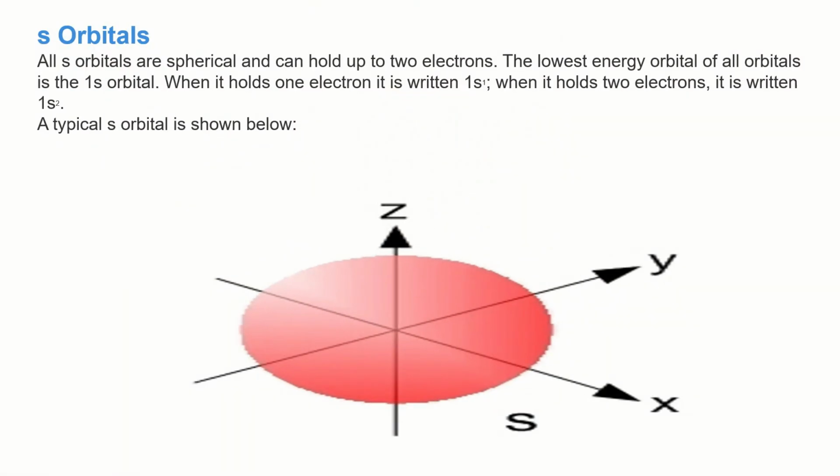Now let's take a look at the first orbital, the s orbital. All s orbitals are spherical and can hold up to 2 electrons. The lowest energy orbital of all orbitals is the s orbital, the 1s orbital. When it holds 1 electron, it is written as 1s1. When it holds 2 electrons, it is written as 1s2. Here is your illustration of the s orbital.